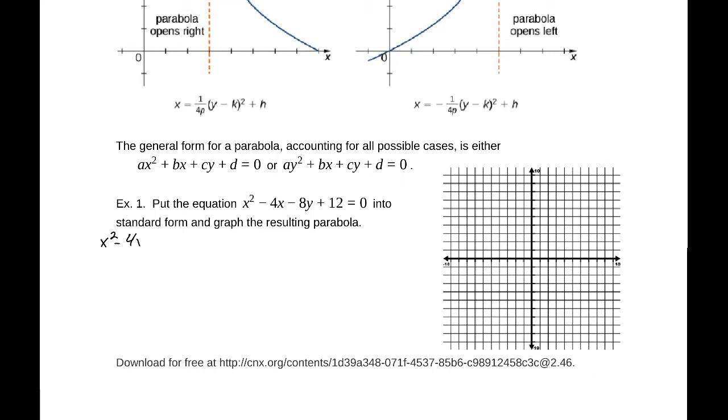So to put this in standard form, first, x squared minus 4x plus, I'm going to complete the square here, because I need an (x minus h) squared. Minus 8y plus 12 equals 0. To complete the square there, that would be a plus 4, so we'll add 4 to both sides. So this will be (x minus 2) squared minus 8y plus 12 equals 4. Now we want to get y alone, so we'll subtract 12. That will be a negative 8.